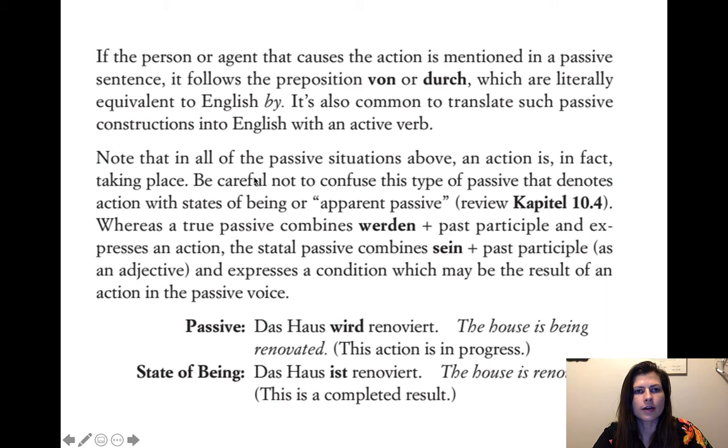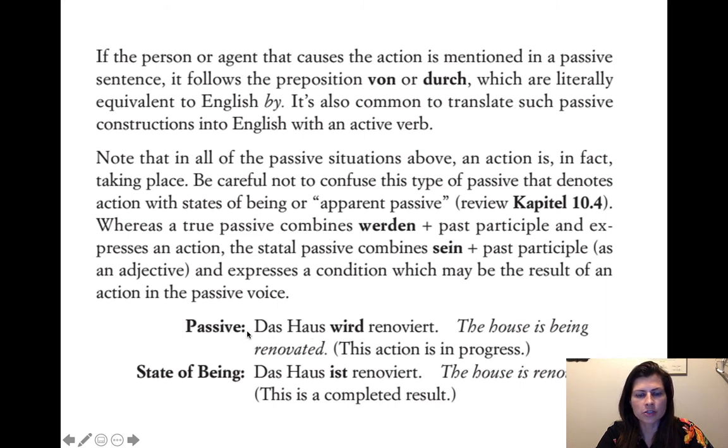And then if the person or agent that causes the action is mentioned in a passive sentence, it follows von or durch, which are both by, which we talked about earlier. And then, of course, you can change it to an active verb, and then the action is, in fact, taking place. And be careful not to confuse it with the passive that denotes a state. We had this not too long ago in chapter 10. We can just look at these examples to see the difference.